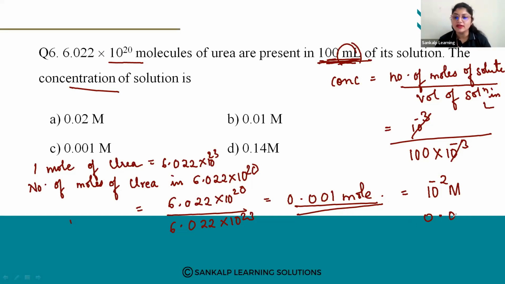So it will be 0.01, right? 10 raised to minus 2, so this will be 0.01. So it will be B. Okay, so like this, you have to write the answer.